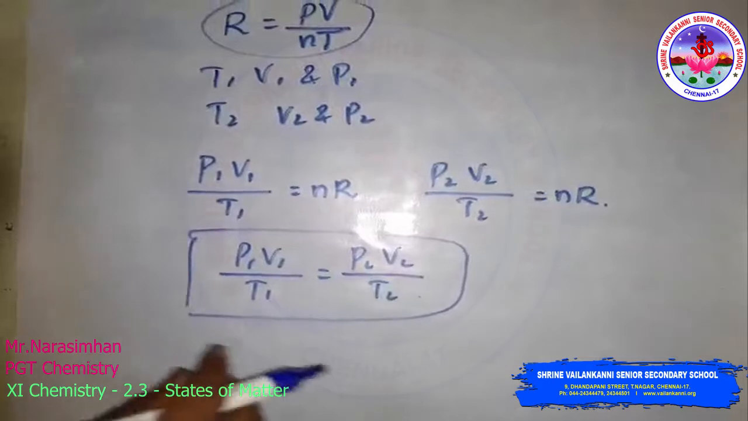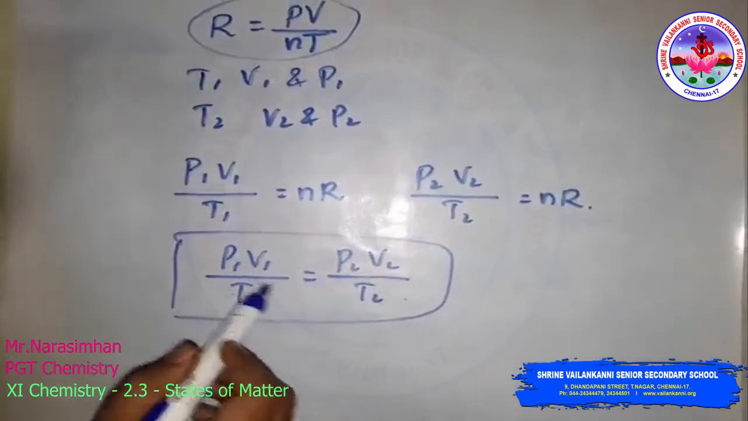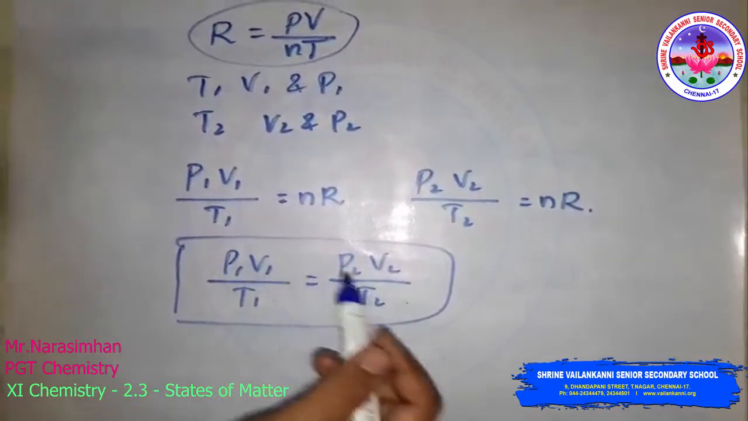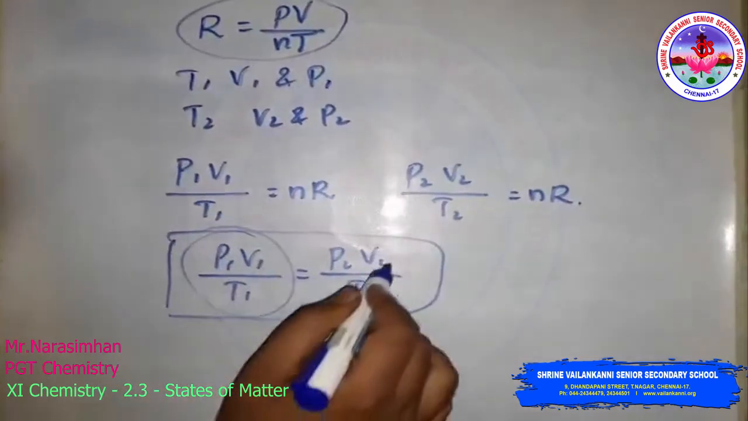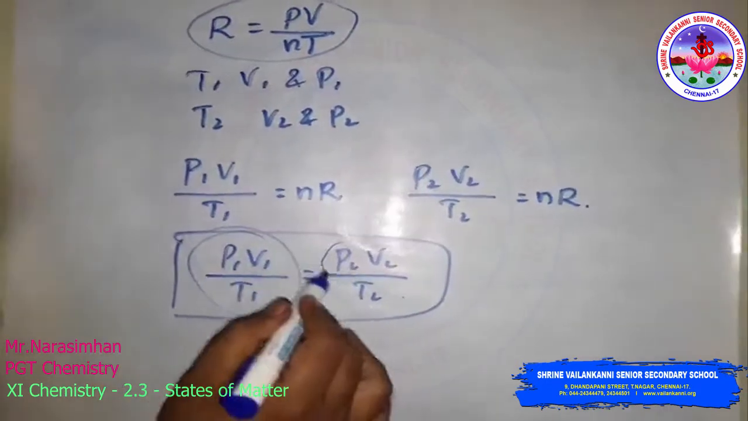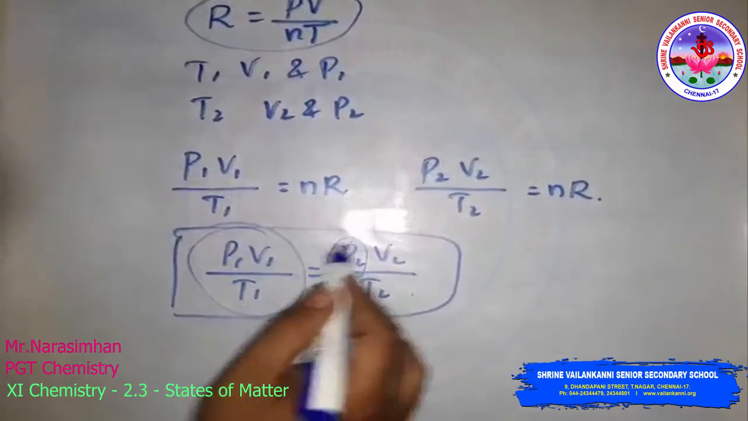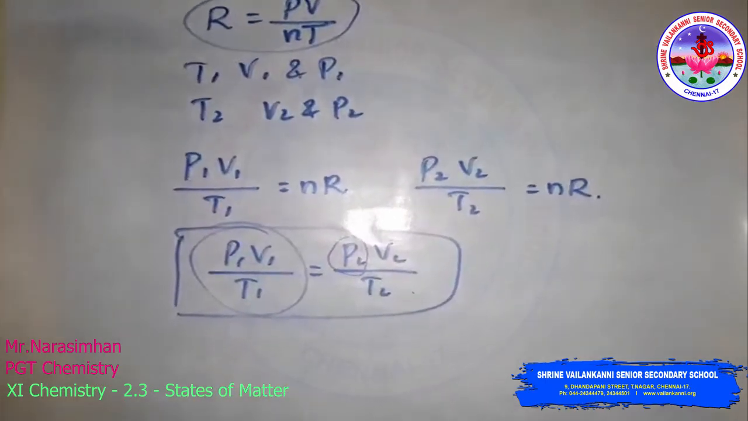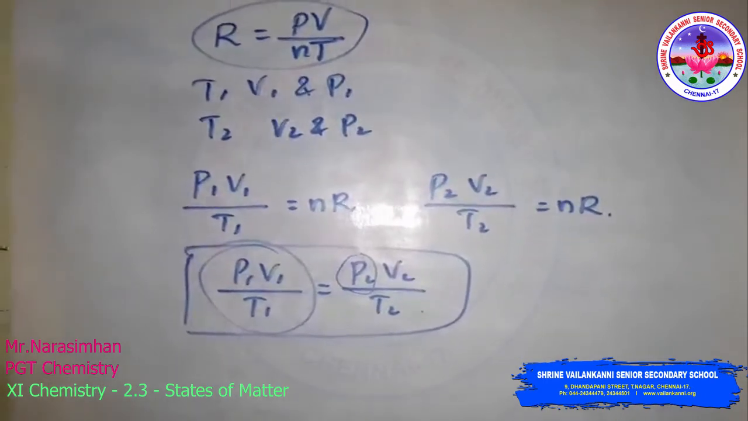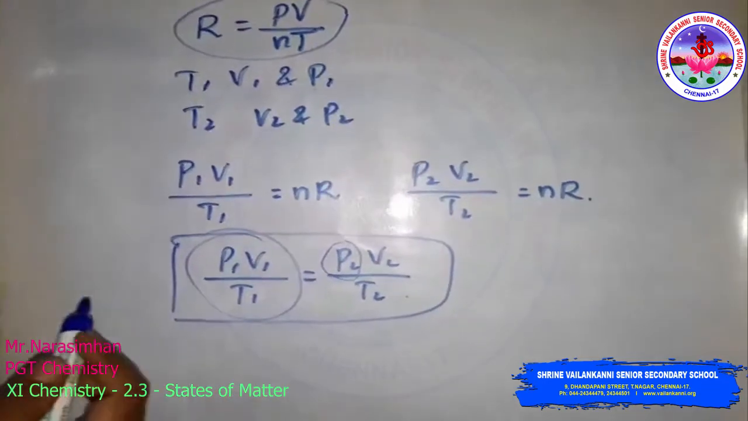This equation is called the combined gas law equation. So out of the 6 values, the values of 5 variables are known, meaning you can find the rest of one. Suppose you want to find out P2, with the remaining values you can easily find out the P2 value. So this is the combined form of the ideal gas equation. This is the combined law of the gas equation. We can discuss one more problem here.